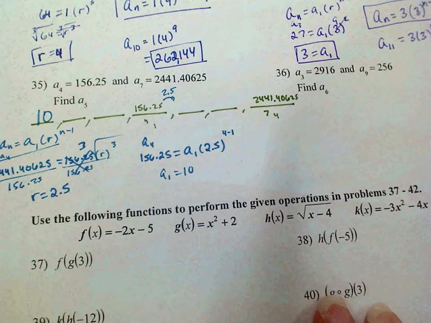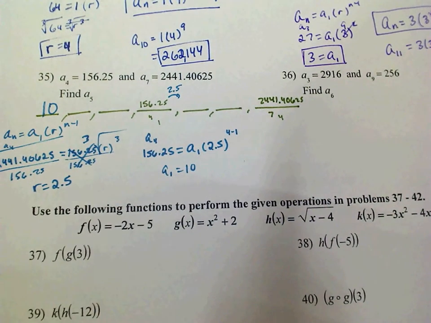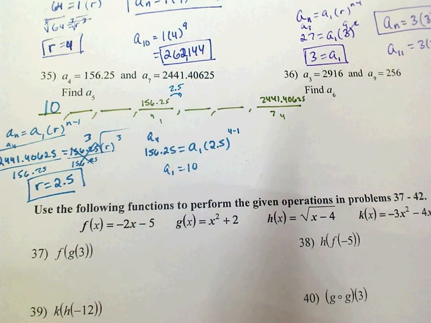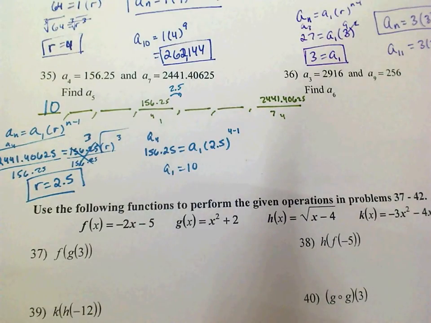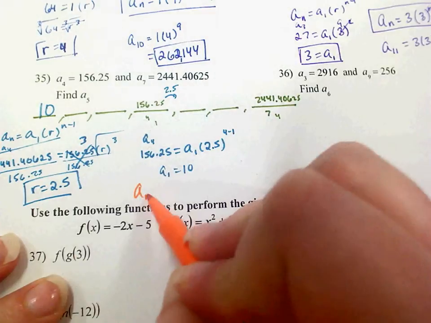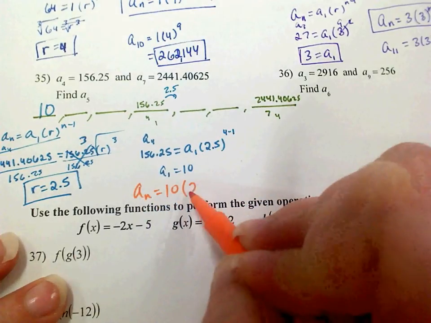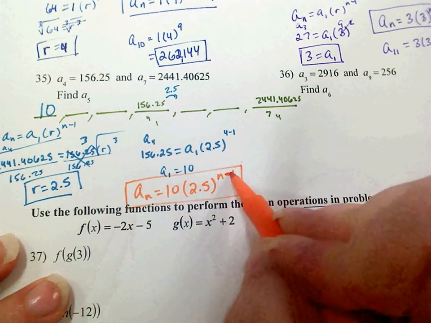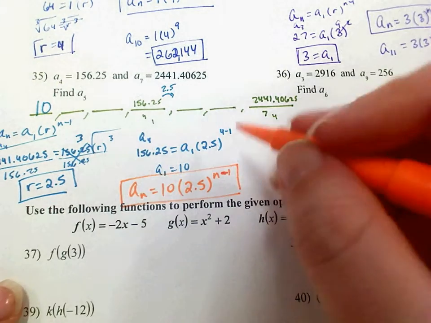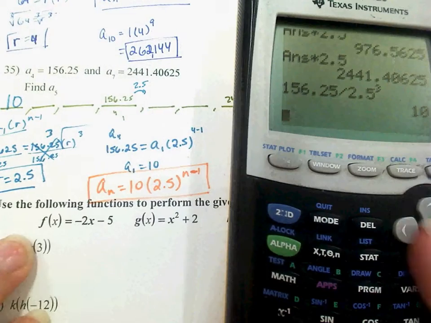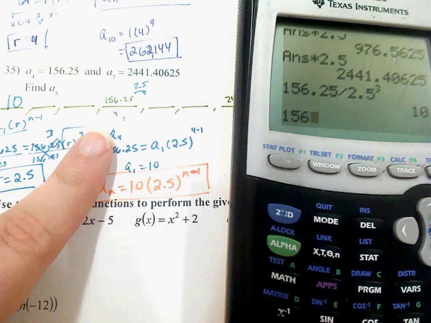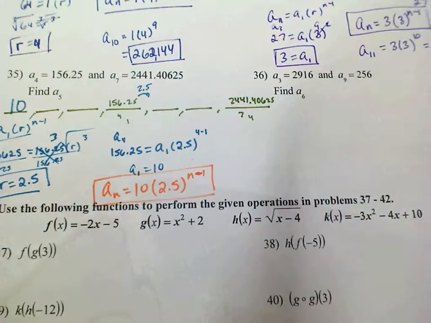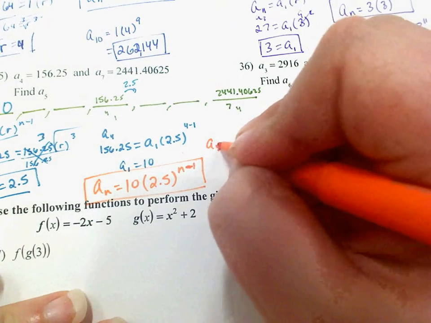It does say given, find the common ratio, which we did. The term named in the problem and the explicit formula. So the explicit formula is a sub n equals a sub 1, which is 10, times r, which is 2.5 to the n minus 1. And the term, if I want to find, oh, the 5th. So that's easy. I already know the 5th. It's 156.25 times 2.5. And it's 390.625. So the 5th term is 390.625.